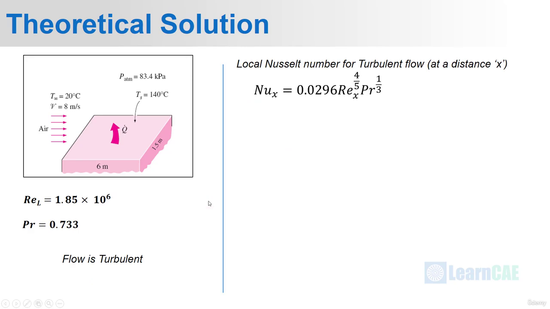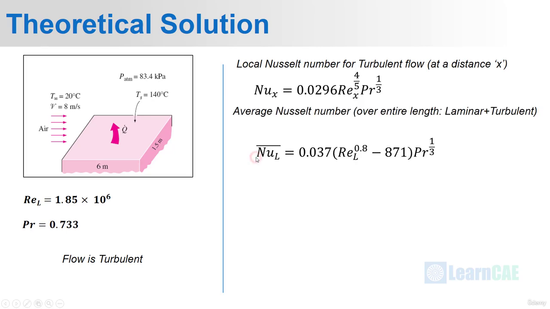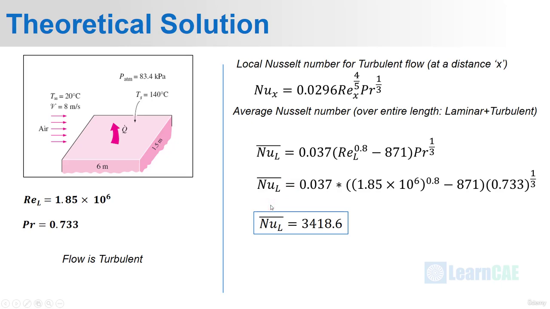The local Nusselt number for turbulent flow at a particular distance x is given by 0.0296 Reynolds number raised to power 4 by 5 into Prandtl number raised to power 1 by 3. But this is at a local distance x. If you want to find out the average Nusselt number over the entire length of the plate, which includes laminar plus turbulent, then the average Nusselt number is given as 0.037 into (Reynolds number power 4 by 5, or 0.8, minus 871) into Prandtl number power 1 by 3. We have got Reynolds number and Prandtl number. Let us substitute. The average Nusselt number is equal to 3418.6.